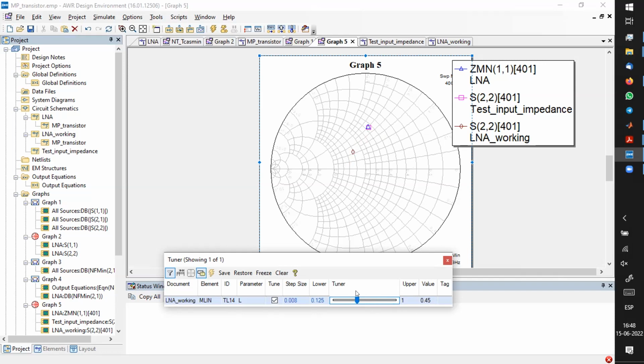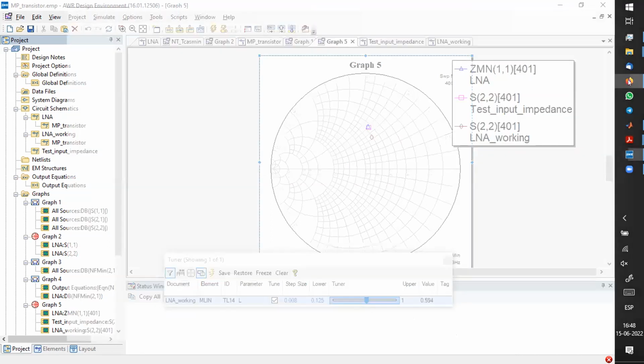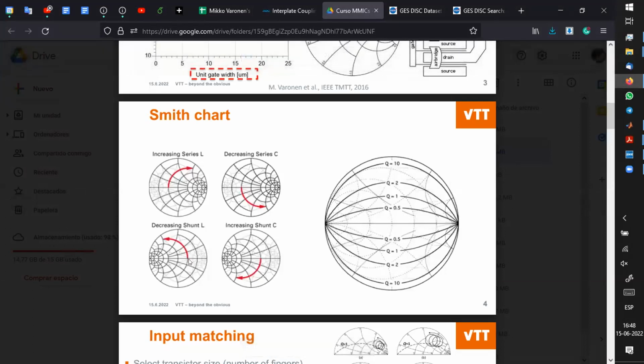You want to get, it's the output matching. You want to match it to 50 ohms, so to the middle of the Smith chart. It's possible, yes, but remember where the short circuited shunt stub is moved. Now it moves up, decreasing shunt L. One thing is that when the short circuited shunt stub is quarter wavelength, it's an open. And from that point, you start to decrease the length. So then you move up.